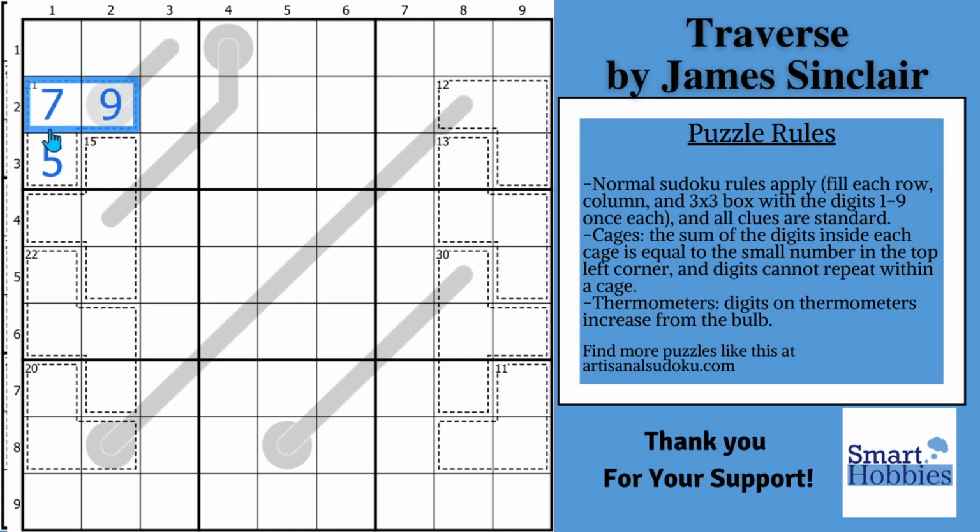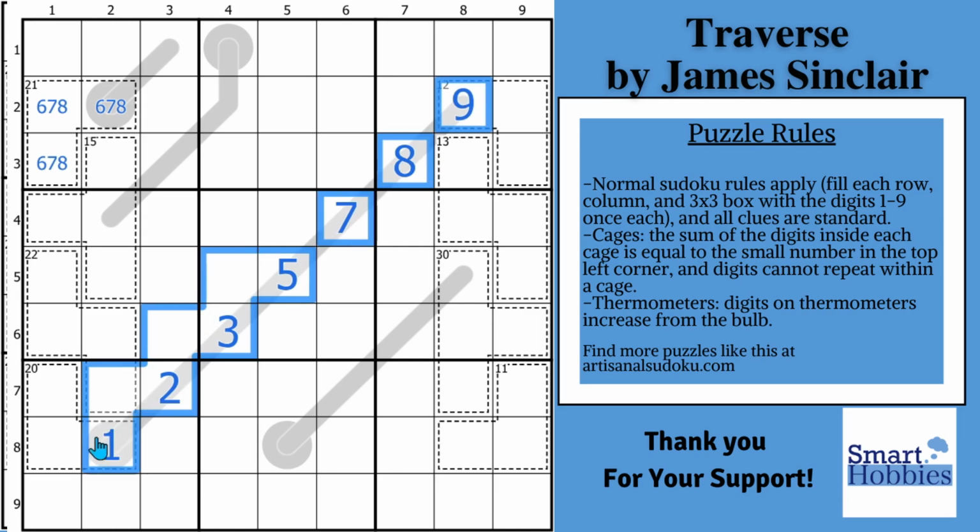And then we have thermometers. Digits on thermometers increase from the bulb. So the bulb is the big circle, and you're going to have the smallest number in the bulb, and then you can see that you can increase here, and you could skip. You could go to like a 5, 7, but then you'll see that you can only have 9 at the top there. So that is how the thermometers work.